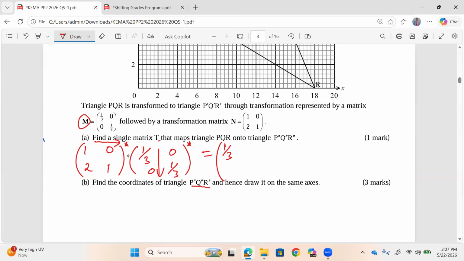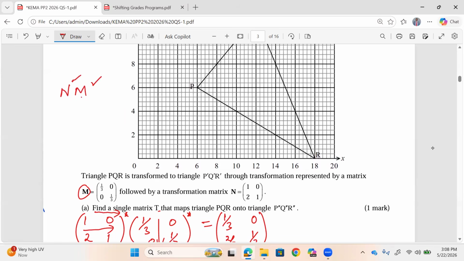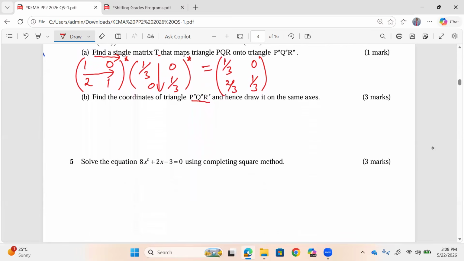The next shall be the same row by the next column. 1 times 0, then 0 times a third. Everything becomes a 0. The other side, we have 2 times a third, then 1 times 0. So it becomes 2 thirds. The same row by the last column, 2 by 0 and 1 multiplied by a third. We shall get a third. So this is now matrix T, which is a single matrix that represents the successive transformation. So you should know that when we say AB, it means B was performed first, followed by A. So there are concepts that you're supposed to know.